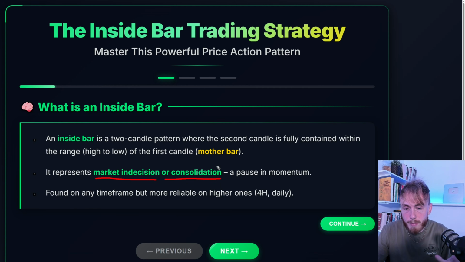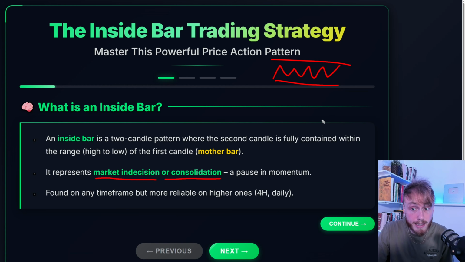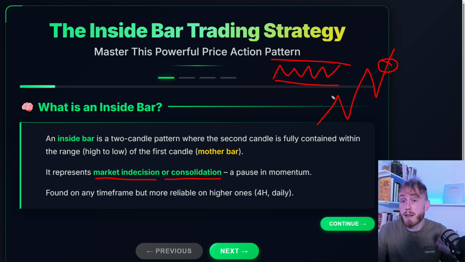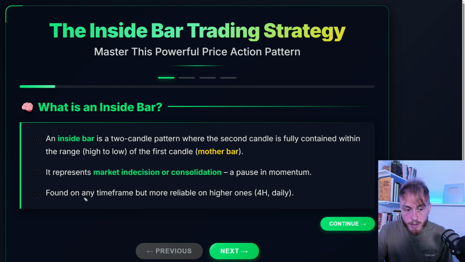And it's very important where the bars appear, because for example, if we see an inside bar appearing in a trading range, it might not say anything, but if we have a nice trend, an inside bar can actually mean much more. Inside bars can be found on any time frame, but they are a little bit more reliable on the higher time frames, like the 4-hour and daily. But you can definitely use them on shorter term time frames, like the 5-minute and 15-minute as well.